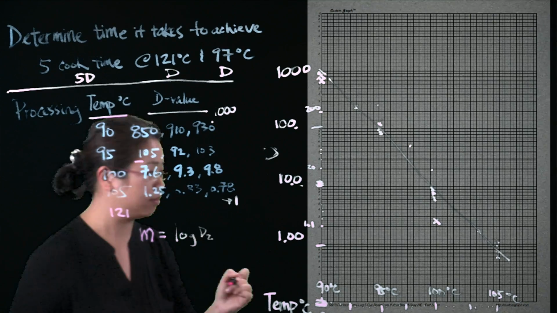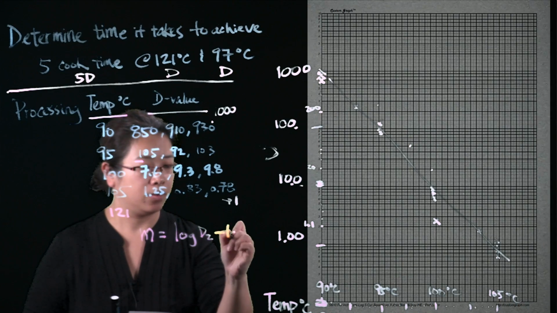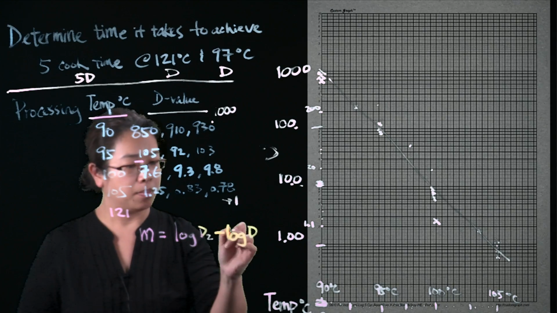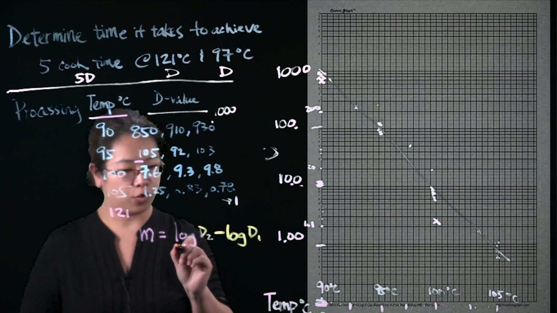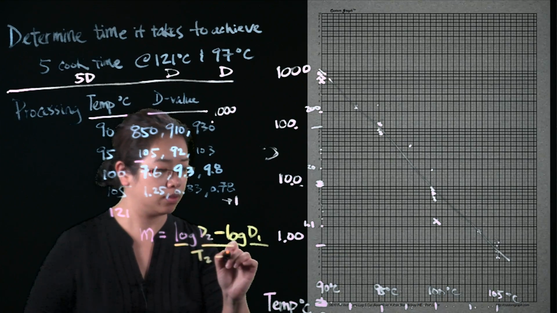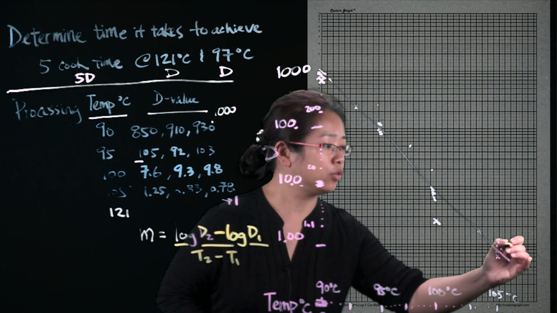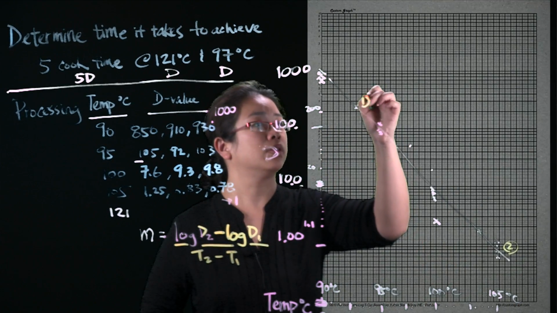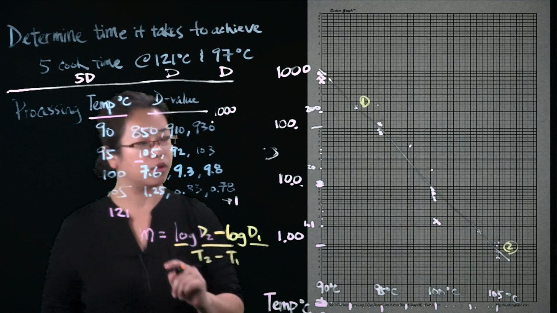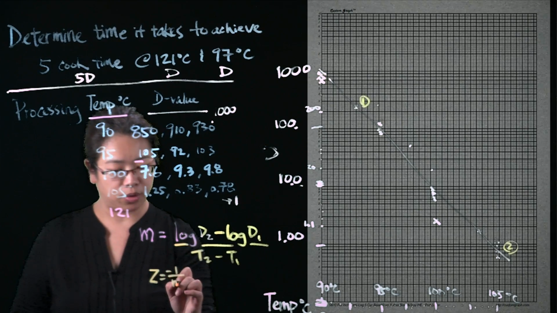Let me find a better pen. Orange would do a lot better. So the slope is log D2 minus log D1 over temperature 2 minus temperature 1. Again, this is data point 2 and this is data point 1. You can just pick any two points, look at the X and Y axes, and then you can find M. And Z is going to be negative 1 over M.